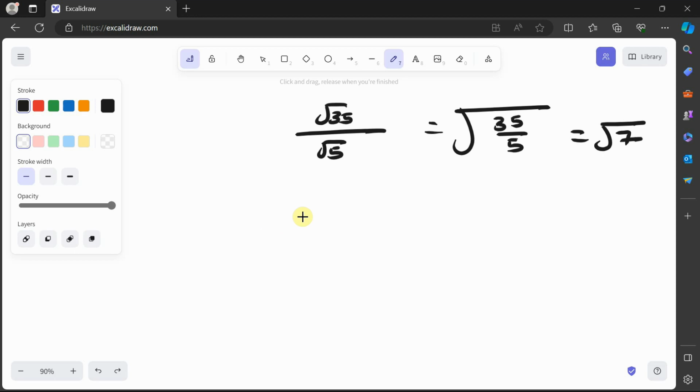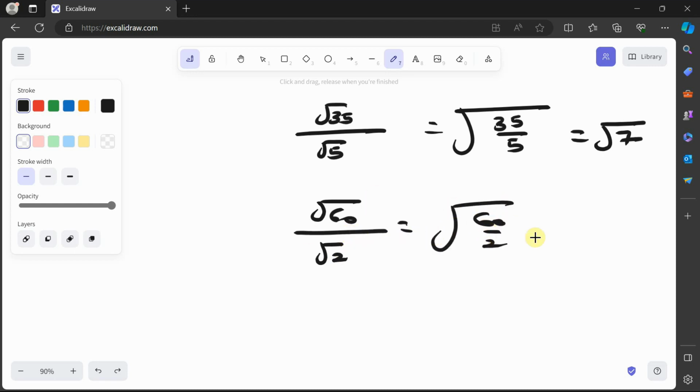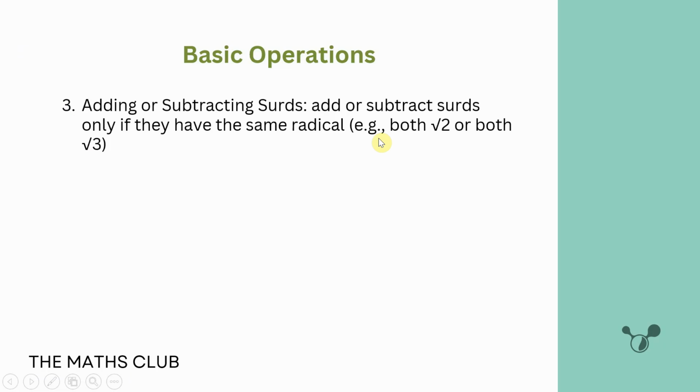Another example, if I had square root of 60 divided by square root of 2, I could have just said a big square root of 60 divided by 2. And 60 divided by 2 is what? It's 30. So this answer is square root of 30. Simple and short. Now let's look at addition and subtraction.